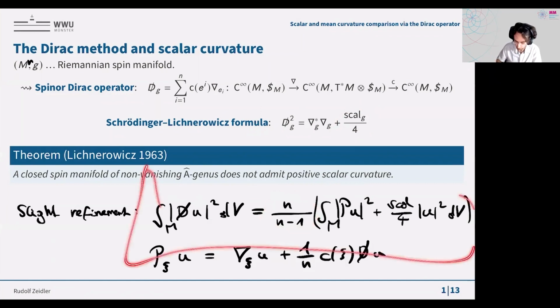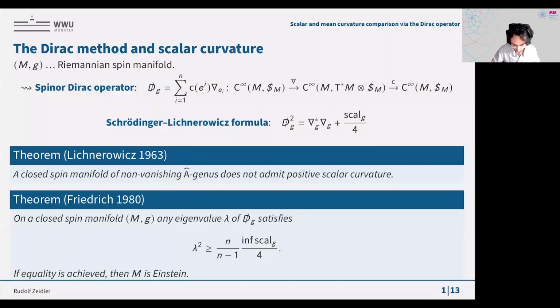And this observation, or the fact that you can refine it like this, is originally due to Thomas Friedrich, and you can use this to show that any eigenvalue of the Dirac operator has a lower bound, which is the infimum of the scalar curvature over 4, which comes from here. And from this slight refinement, you get this additional factor of n over n minus 1. And there's also a rigidity argument. If you are in the equality case, you can analyze this Penrose operator a little bit more and conclude that the manifold must actually be an Einstein manifold in this case. We will see something very similar that will happen later in what I will explain afterwards.